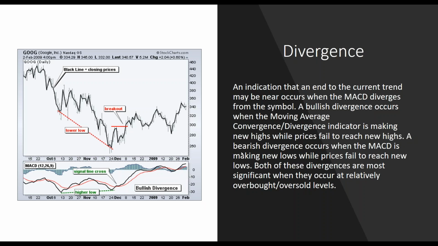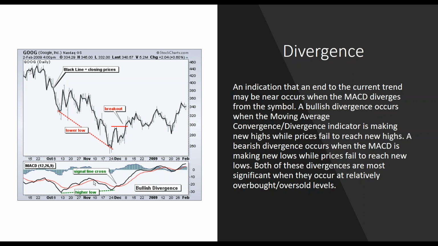Then we also have the divergence. That's an indicator that an end of the current trend may be near. It occurs when the MACD diverges from its symbol. A bullish divergence occurs when the moving average convergence indicator is making new highs while price is falling to reach new lows. So in other words, if you see price falling and making lower lows in a downtrend, but you see the MACD line moving in an uptrend, what do you have? You have a divergence. They are moving in opposite directions.